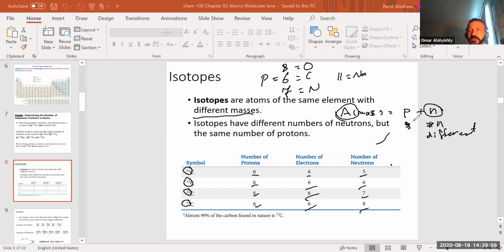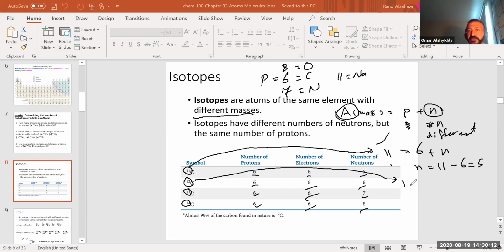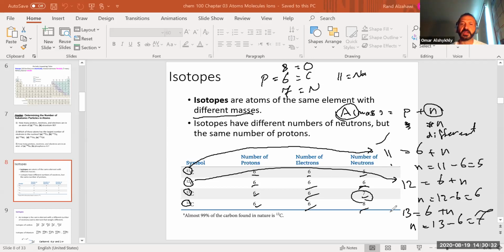Remember, A represents P plus N. If A is 11 for this one, it equals proton 6 plus neutron. Neutron will equal 11 minus 6, which gives you 5. Now for 12, we do the same thing. 12 equals 6 plus N. N will equal 12 minus 6, which gives you 6. That's why we have 6 neutrons. If it's 13, it equals 6 plus N, and N equals 13 minus 6, which gives you 7 neutrons. The same thing with the last one. So we call these isotopes, okay?